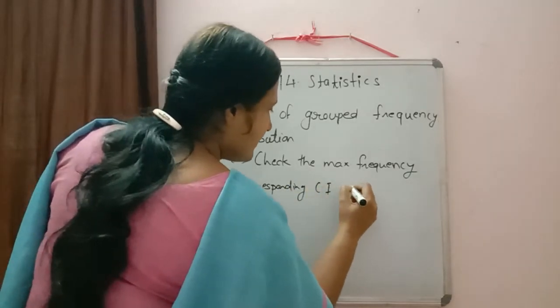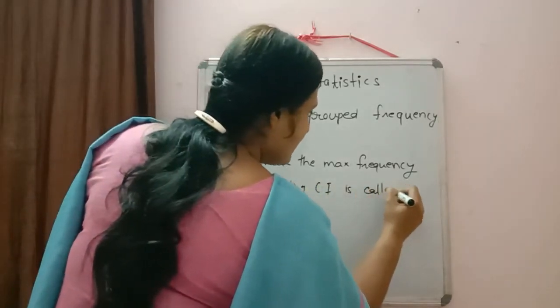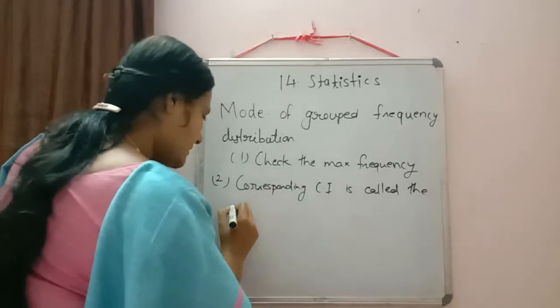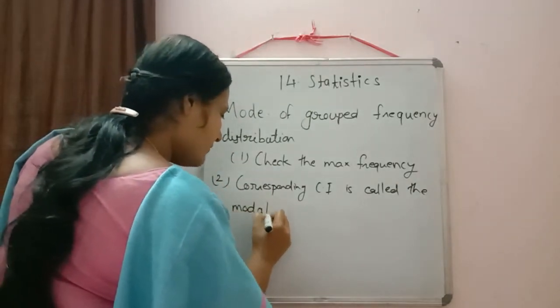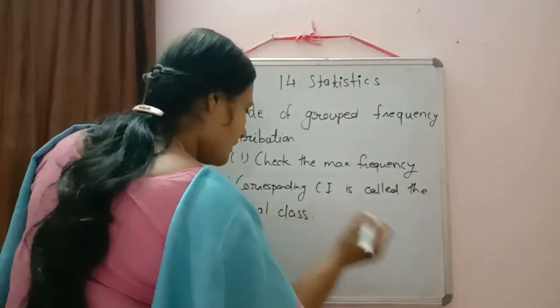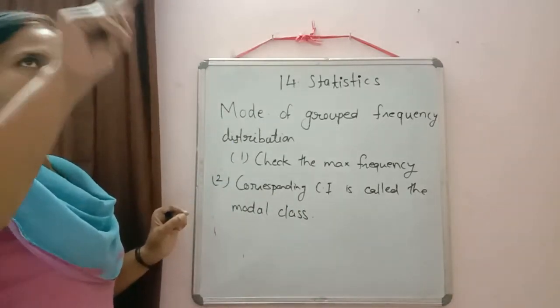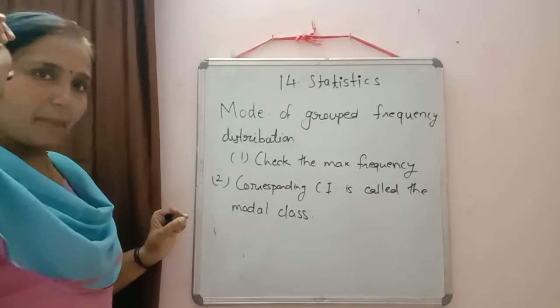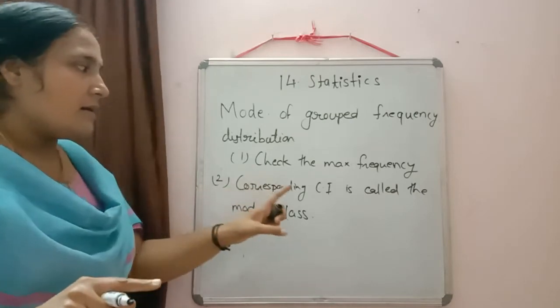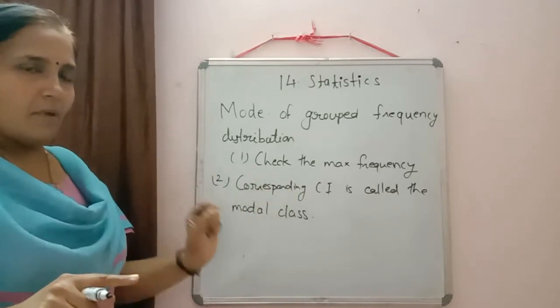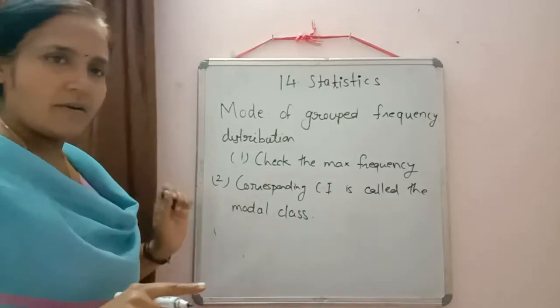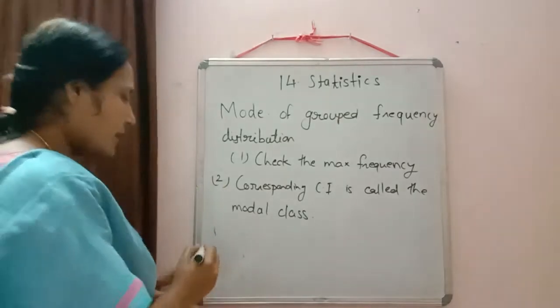Corresponding class interval is called the modal class. Which one will be the modal class? The class interval whose frequency is maximum will be the modal class. So this we have written. Now how will we calculate the mode?